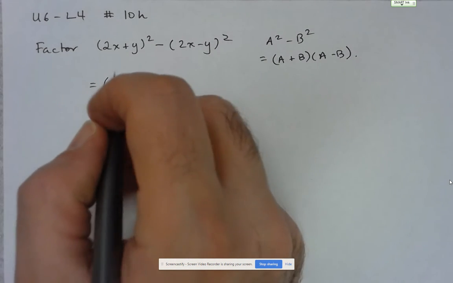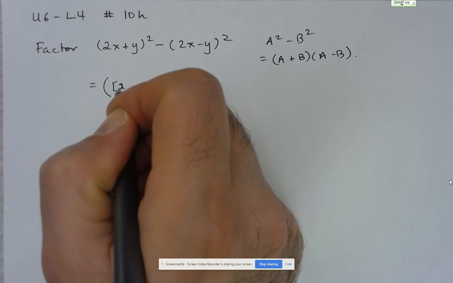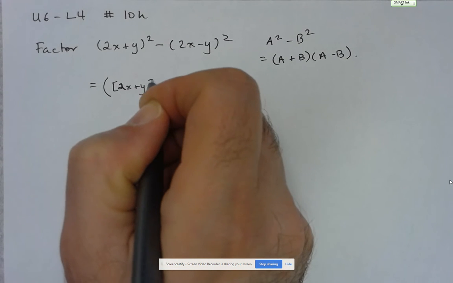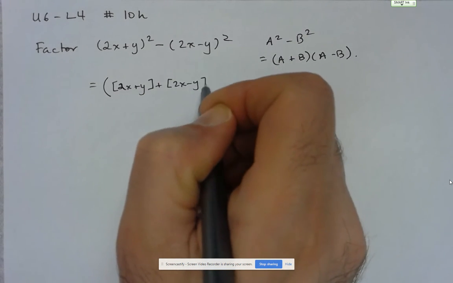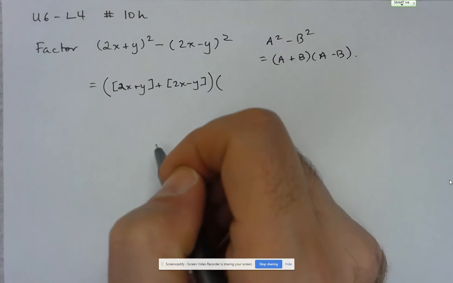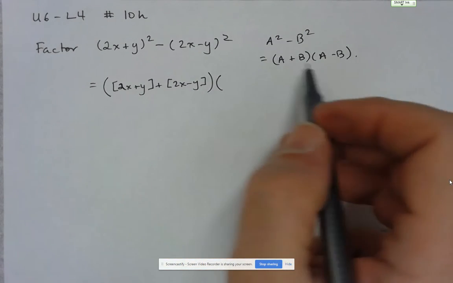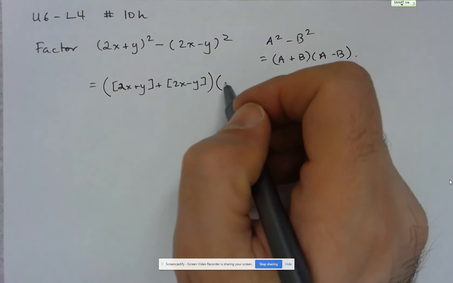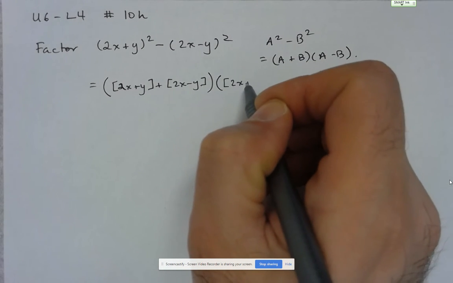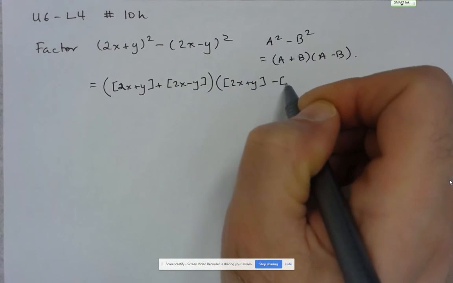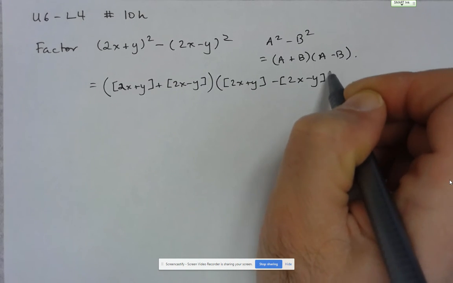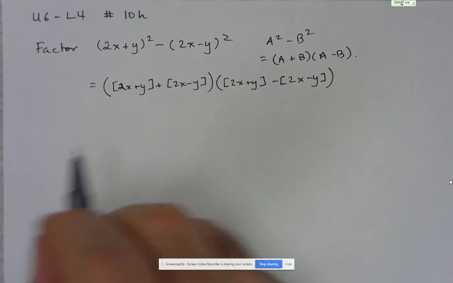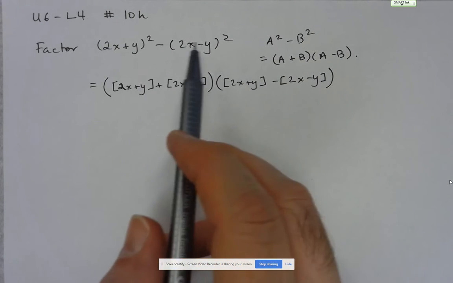So the first one is [2x + y] plus [2x − y]. And then the second factor is going to be now the first minus the second. So [2x + y] minus [2x − y]. All right, so now we've completed the factorization of the difference of squares.